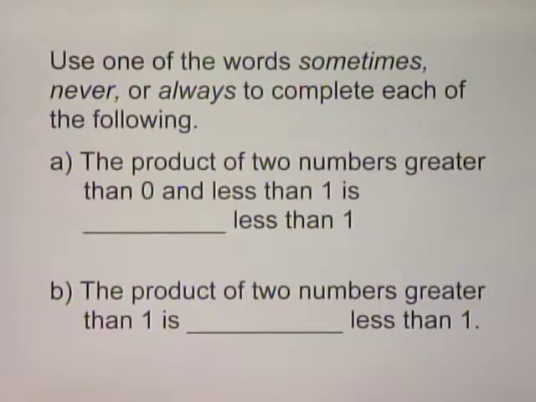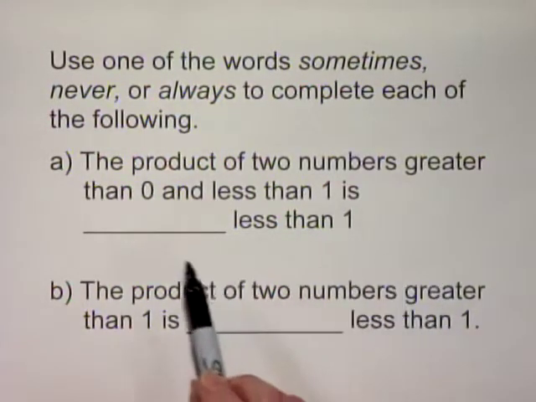This is an exercise that's going to require us to do a little bit of thinking. We're going to use one of the words sometimes, never, or always to complete each of the following. The first statement is the product of two numbers greater than 0 and less than 1 is sometimes, never, or always less than 1. Well, let's just think about this.